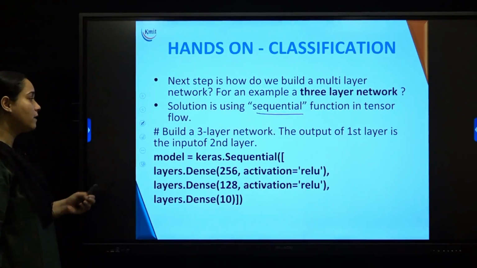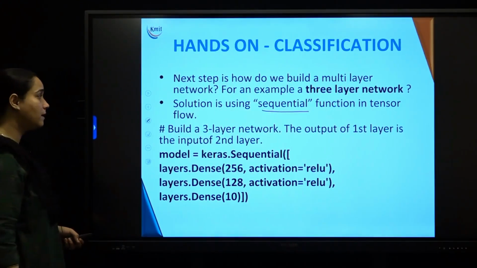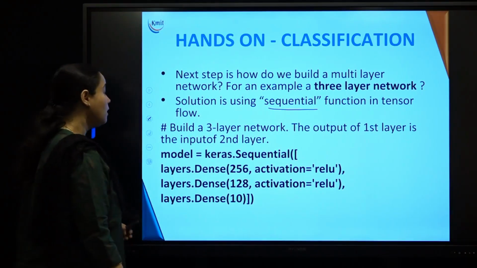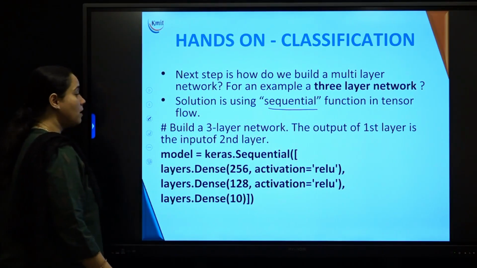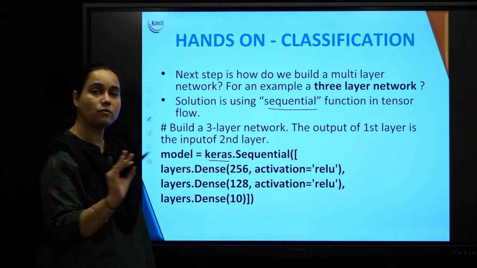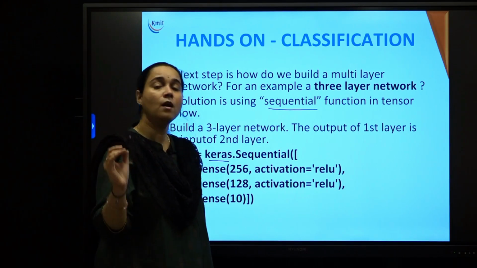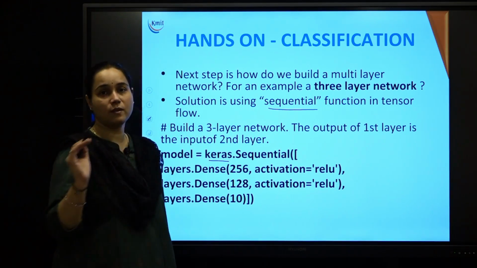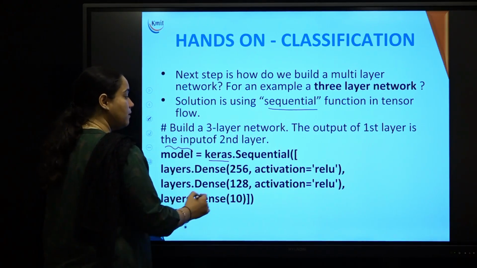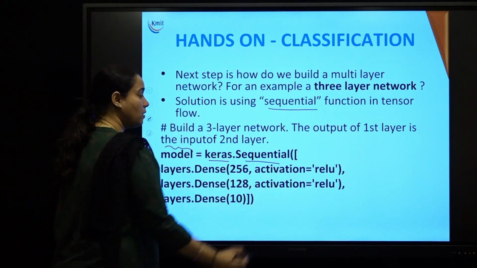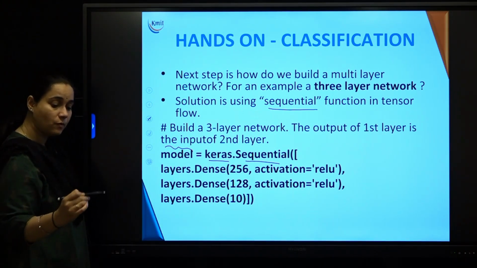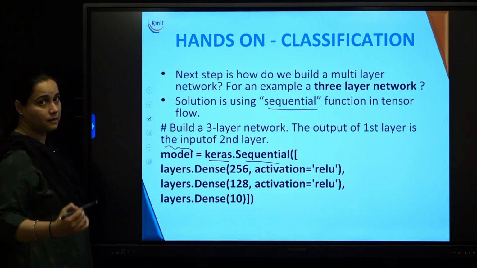So here I have taken a sample wherein I am building a 3-layer network, wherein the output of the first layer is serving as an input to the second layer. I am using the Keras API. These days TensorFlow and Keras go hand in hand. Previously they were different, but now the Keras API is a part of the TensorFlow library itself. So I am declaring a model here. From the Keras library I am invoking the Sequential function, and in that Sequential function I am telling that this particular sequential network has got 3 layers.